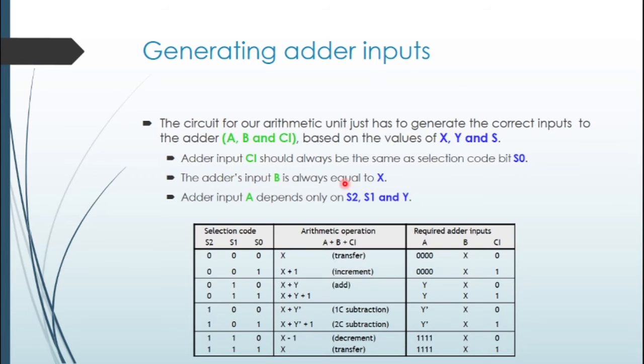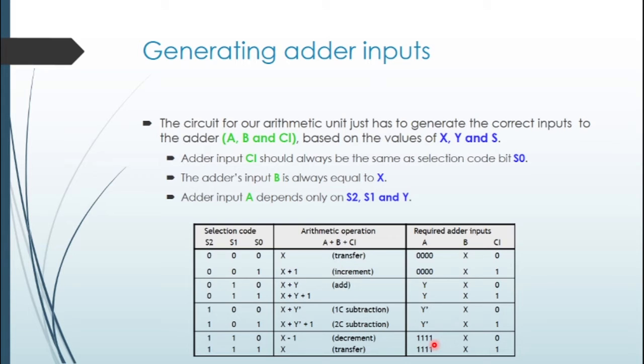The adder input b is always x. We can see here b is always x, so we don't need to change anything for b. B is simply x, directly connected to b. But what happens to a? A is something that depends on a different thing. A basically depends on y. A depends on s1 and s2. If s1 and s2 are 0 1, it means a is y. If it is 1 0, it means a is y bar. And if both s1 and s2 are 0 0, it means a is 0, all bits of a are 0. And if s1 and s2 are both 1 1, it means all bits of a will be 1.